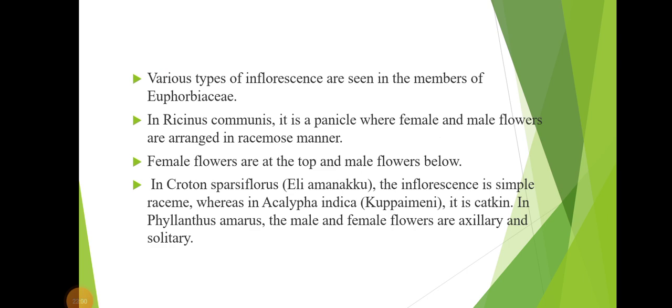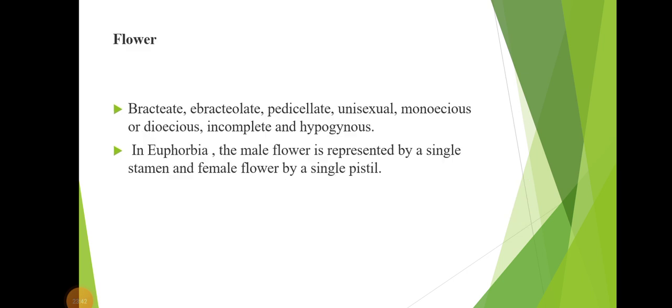Various types of inflorescence are seen in members of Euphorbiaceae. In Ricinus communis, it is a panicle where female and male flowers are arranged in a racemose manner. Female flowers are at the top and male flowers below. In Croton sparciflorus, the inflorescence is a simple raceme. In Acalypha indica, it is a catkin. In Phyllanthus amarus, the male and female flowers are axillary and solitary.